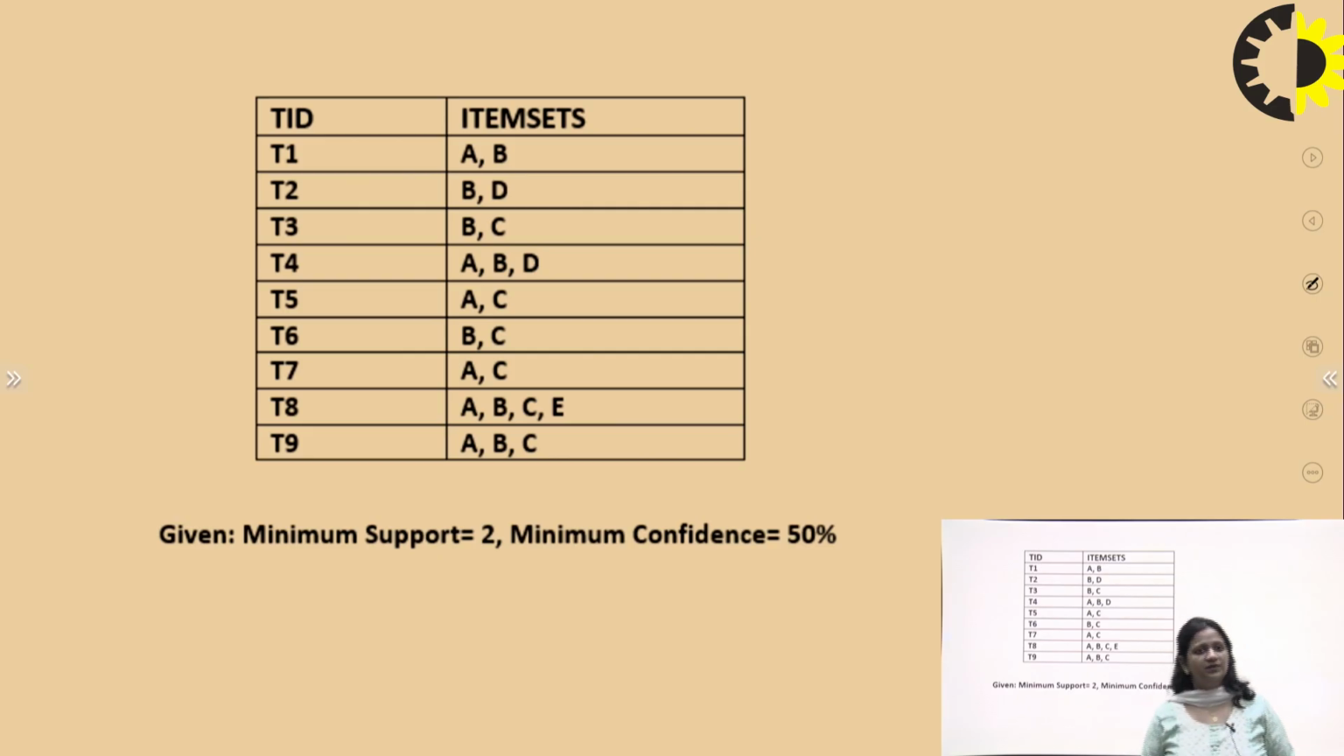So what is the first step to generate the frequent item sets, the item sets that are frequently used in our database, by using the Apriori algorithm? This is the question. We have 9 transactions. In each transaction, a specified number of products are given. In transaction T1, A and B are purchased. In transaction T2, B and D are purchased. Now the first step.